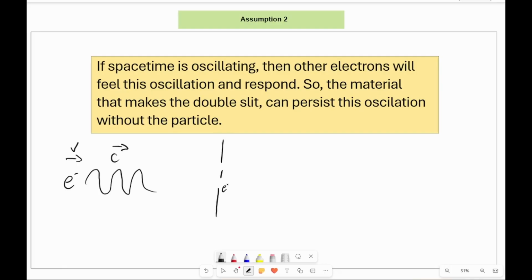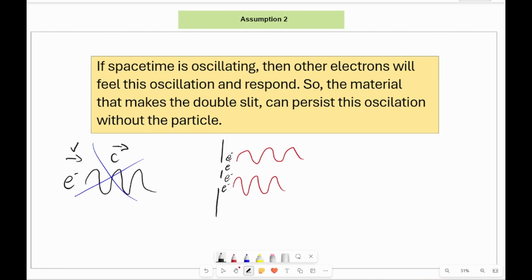Now, this is all electrons that make up this slit. And so as this wave interacts with the electrons, these electrons are going to start to oscillate, and they can continue to radiate that information even once we get rid of the electron. Now this would eventually damp out to nothing, but this signal should persist for a little bit of time, at least on the scale of the experiment.